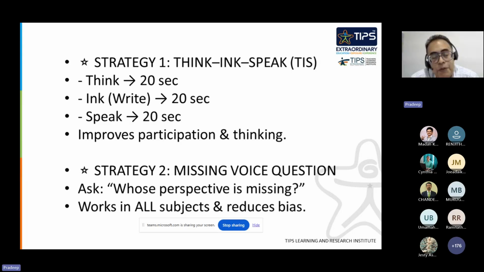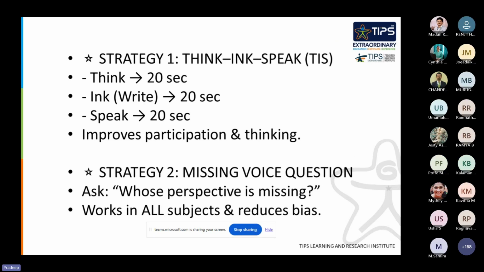Now, when we are giving this missing voice question to them, we are providing them an opportunity to find whose perspective is missing. You may have come across this particular question several times in your classroom. So I would request each one of you to share the idea of how this works with you all. I'm waiting for everyone to communicate more and listen less. So anyone who wants to talk about this missing voice?